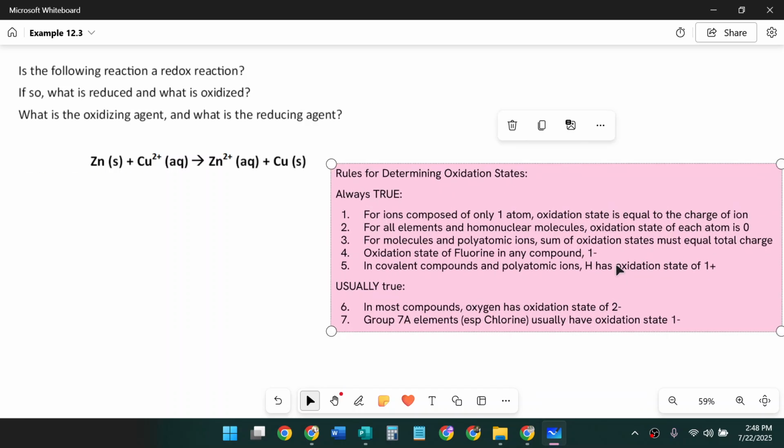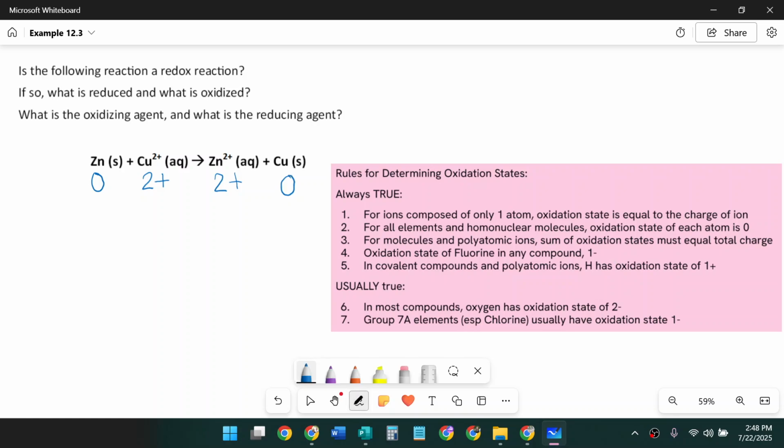So zinc is just a singular element, and so that's going to be 0. Copper has a 2+ charge, and so that's an ion composed of only one atom. So for rule number 1, it's equal to the charge of the ion, so that's 2+. Zinc on this side has the same thing happening. It's an ion that gives a charge of 2+, therefore its oxidation state is equal to that charge. And the last one is copper. We're back to just the element copper, single element, and so its oxidation state is 0.